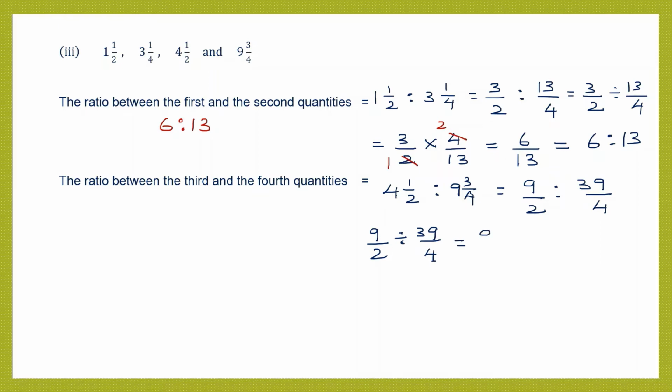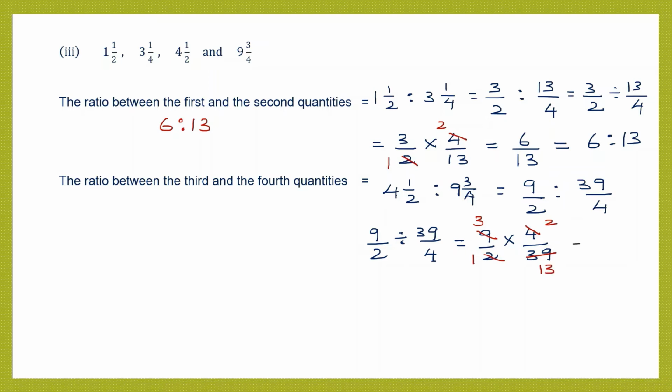Now I will change the division into multiplication and write the reciprocal 4 by 39. Let's see what we can cancel. I can cancel 2 and 4. 2 ones are 2, 2 twos are 4. I can cancel 9 and 39 also by 3. 3 threes are 9, 39, 3 into 13, 13 threes are 39.